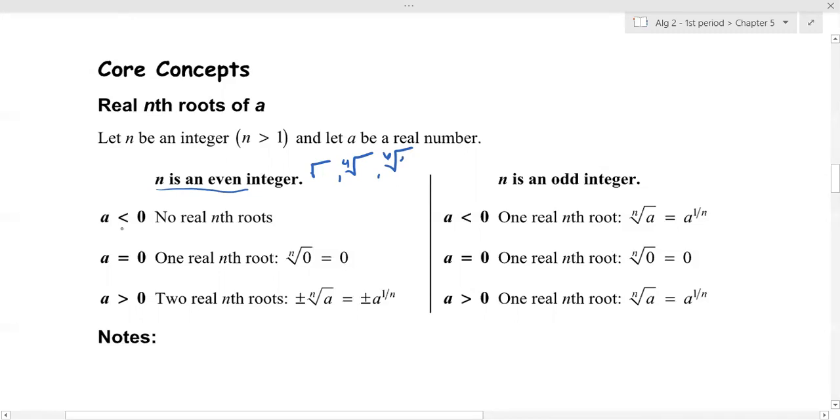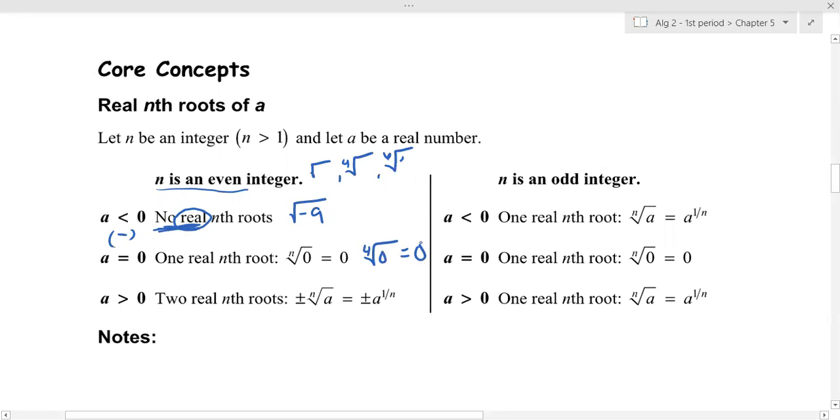In this case, it says that if a is less than 0, that means I would have a negative number. So here's a perfect example of that: the square root of -9. Well, we already know from previous lessons that that's going to be 3i. Well, that would be in the imaginary number system, and we're talking about the real number system. That's why this says you have no real roots. So we would just say no solution or no roots. This one makes sense as well: the even fourth root of 0 is obviously just 0.